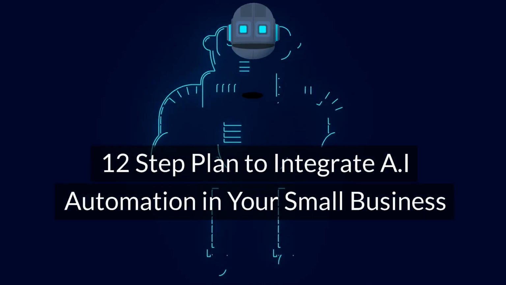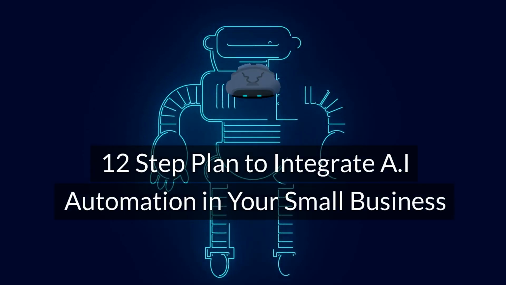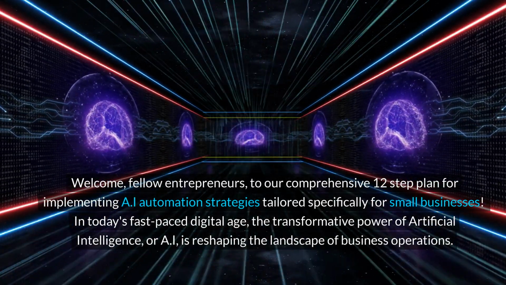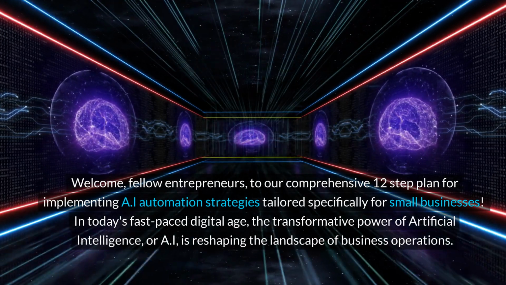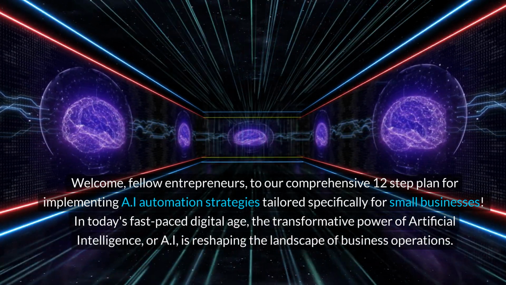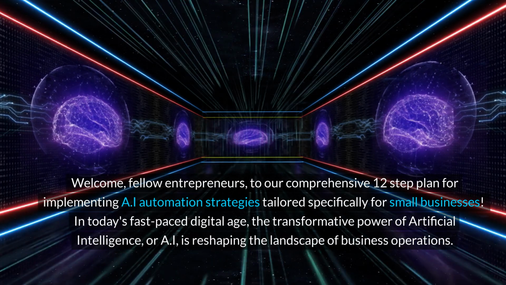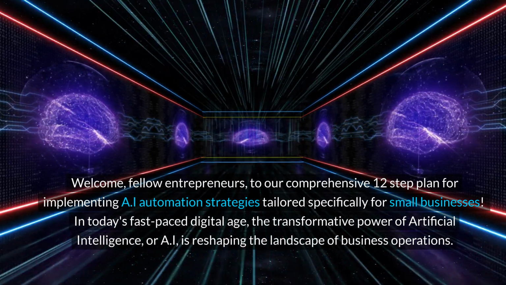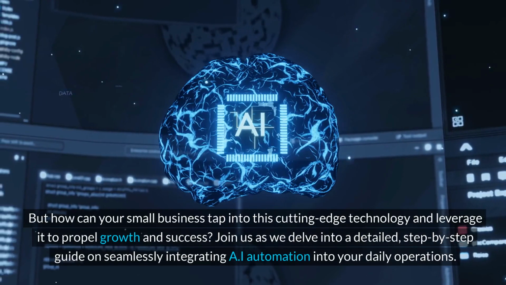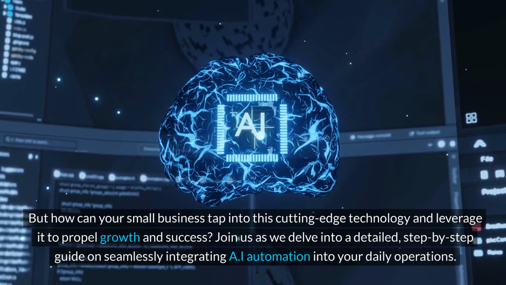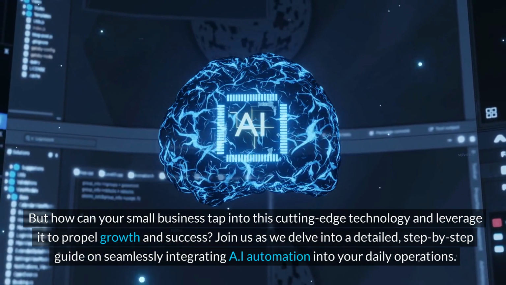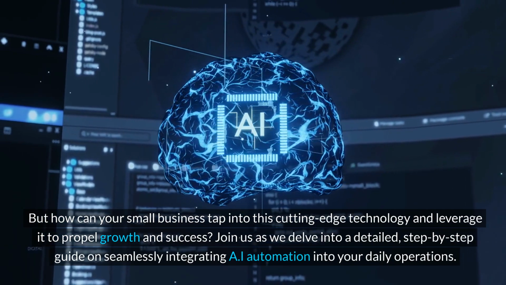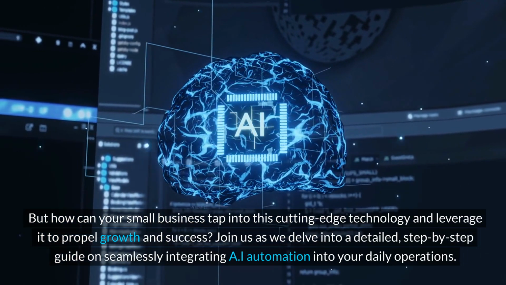12-step plan to integrate AI automation in your small business. Welcome, fellow entrepreneurs, to our comprehensive 12-step plan for implementing AI automation strategies tailored specifically for small businesses. In today's fast-paced digital age, the transformative power of artificial intelligence, or AI, is reshaping the landscape of business operations. But how can your small business tap into this cutting-edge technology and leverage it to propel growth and success? Join us as we delve into a detailed, step-by-step guide on seamlessly integrating AI automation into your daily operations.